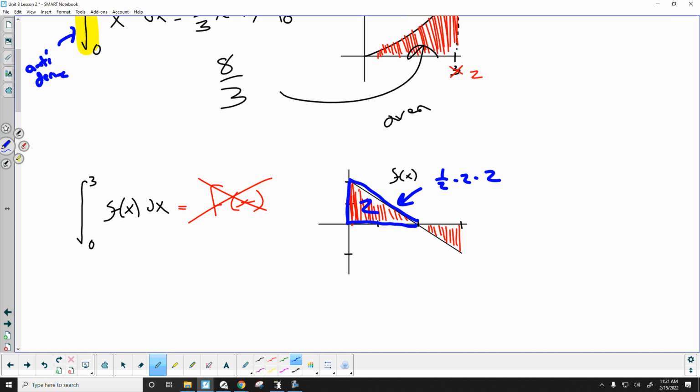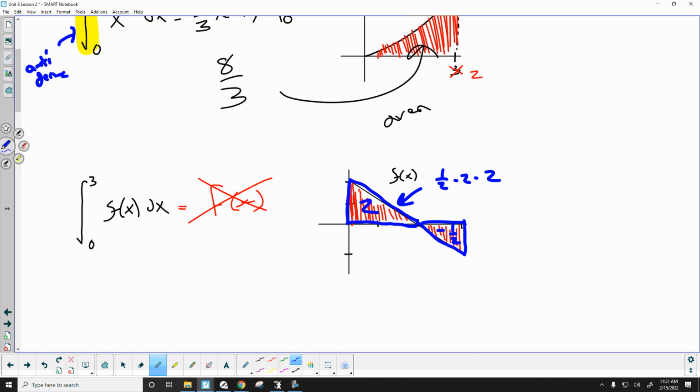Please tell your neighbors, what do you think the accumulation is of this other triangle? It's a 1 by 1, base of 1, height 1. But what would I say it is? I actually would say this is -1/2.